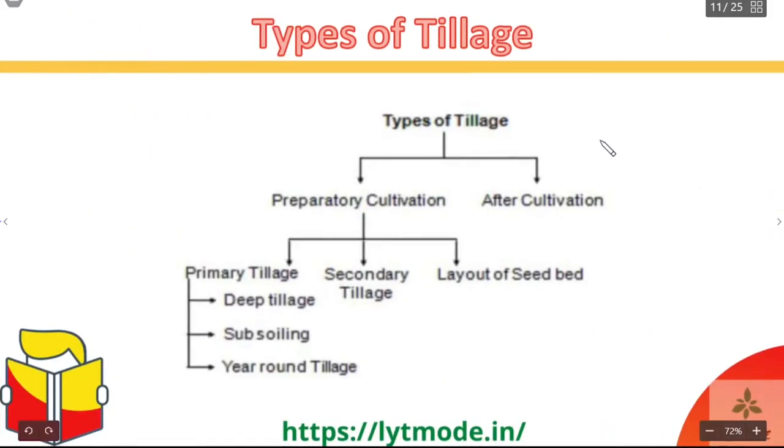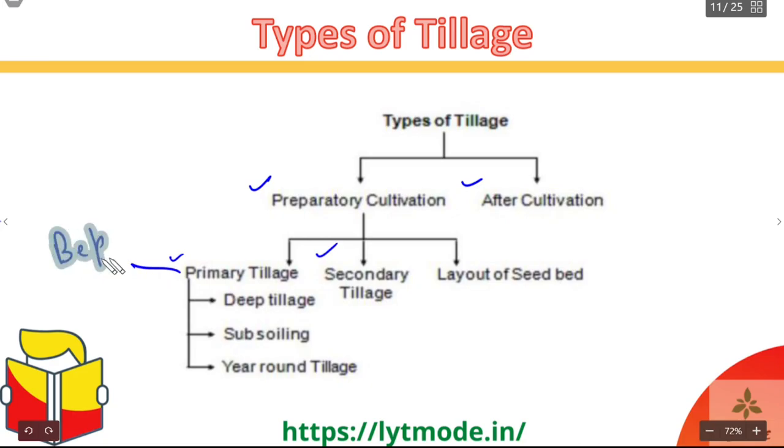Moving ahead, the types of tillage. Now the types of tillage is again very important. You need to understand what kind of tillage are done. So there are preparatory cultivations, and then there are the after cultivations. So in preparatory cultivation, there's primary tillage, and then there's the secondary tillage. Primary tillage is basically the one which is done before sowing.